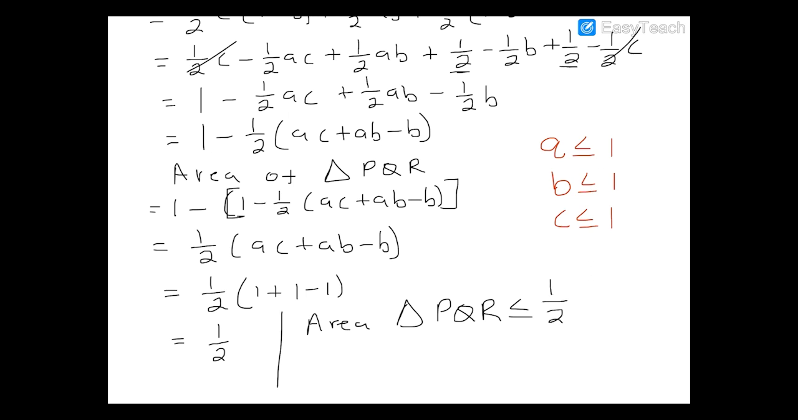Okay, it can't be more than a half because we've just substituted our maximum possible length of A, B, and C, and it equals a half. So this area will always be less than or equal to a half.